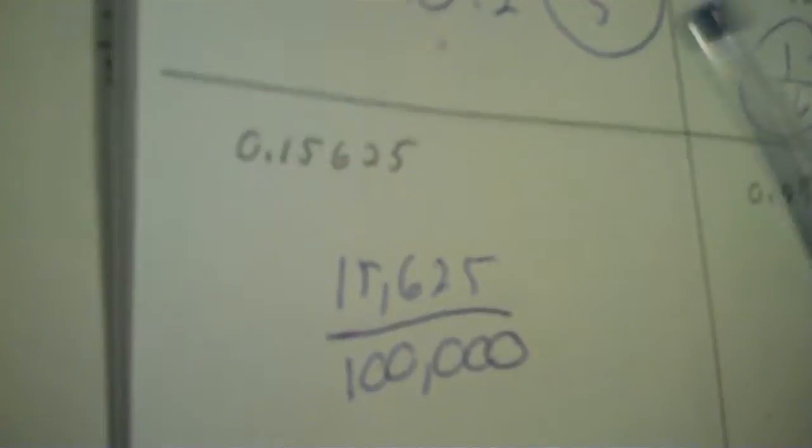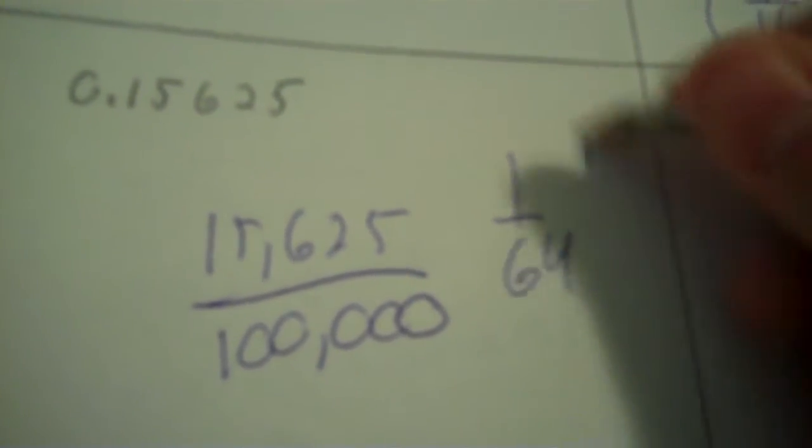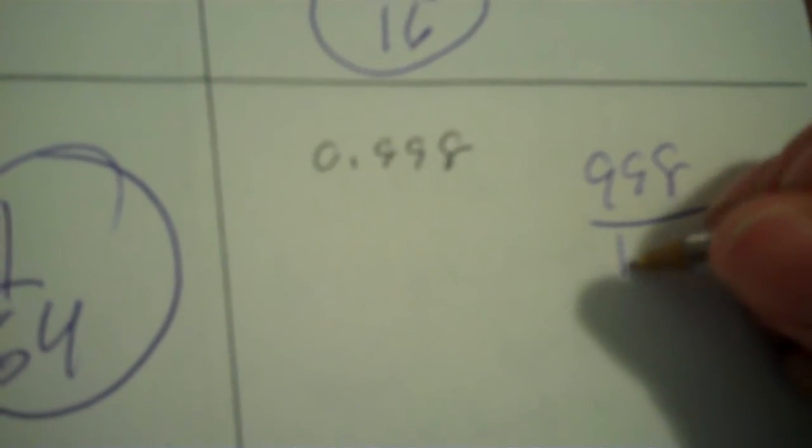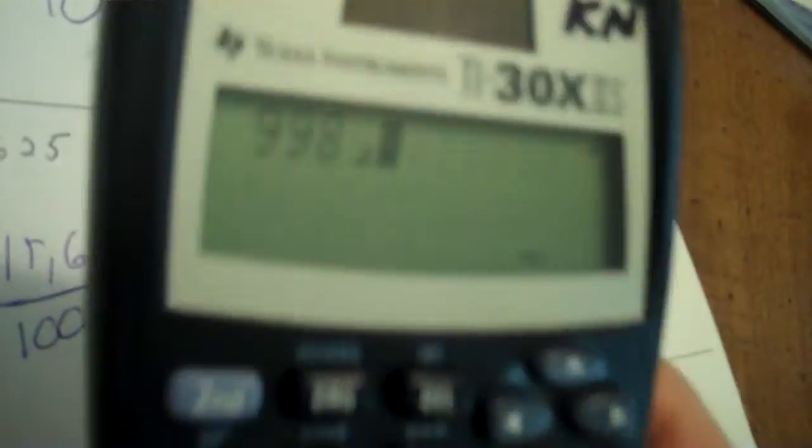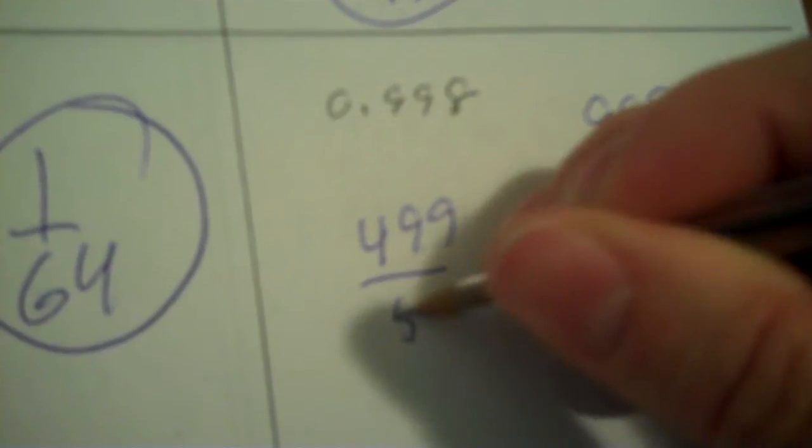Sometimes when you reduce, your calculator is going to feed you back a decimal. You can't write the decimal. I'll show you how to handle it. It'll be 1/64. Okay, next one, 998 tenths, hundredths, thousandths, so 1,000. 499 over 500, it means you just would be able to divide it by 2.